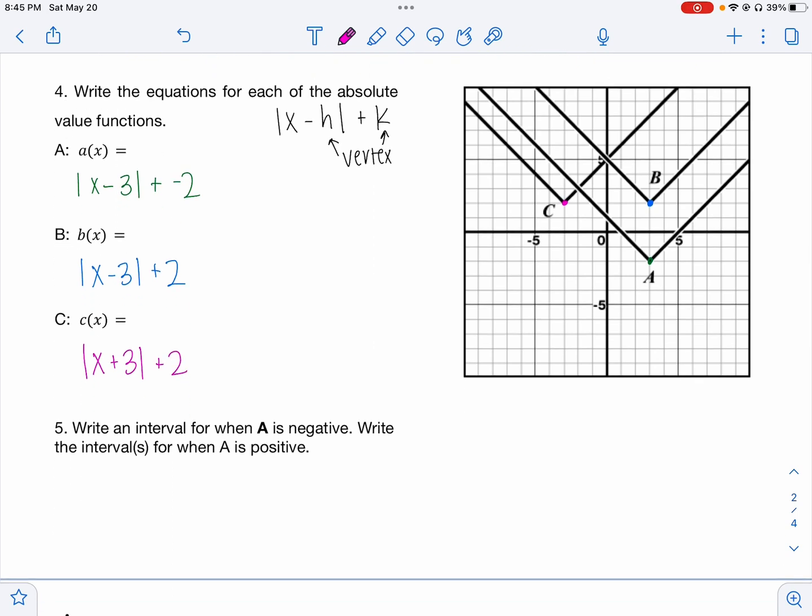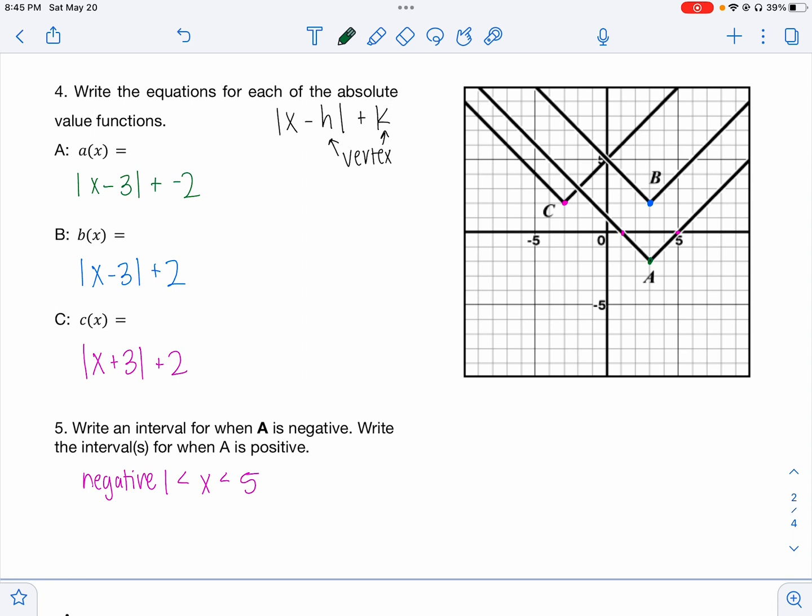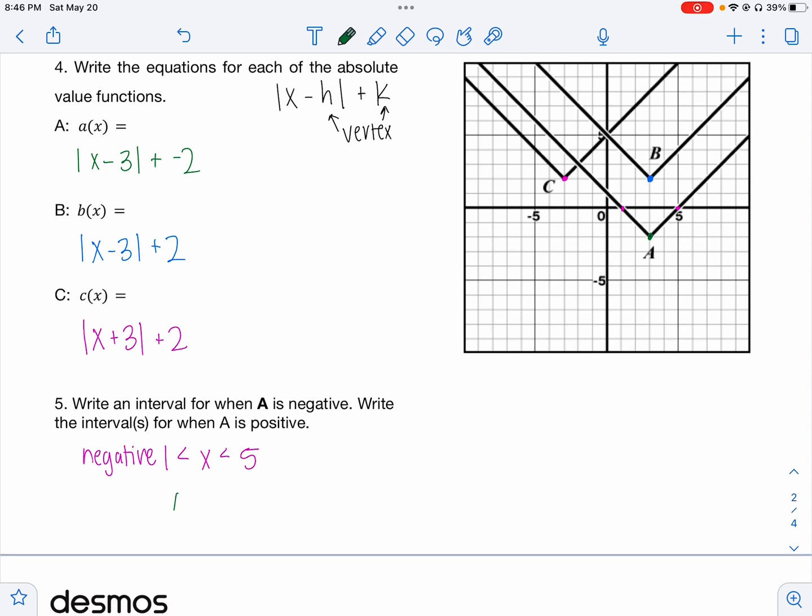A is negative whenever it's below the x-axis. So A is negative from 1 to 5. And it is positive everywhere else. So this is when x is less than 1 and when x is greater than 5.